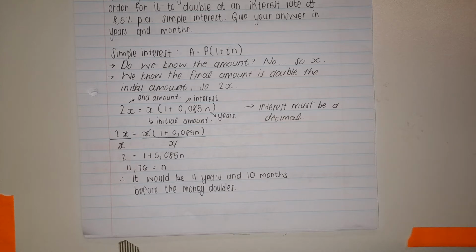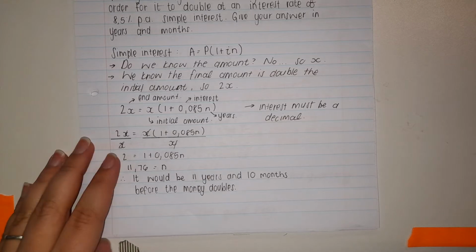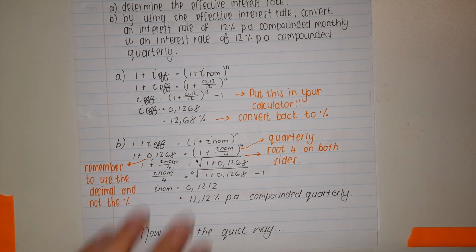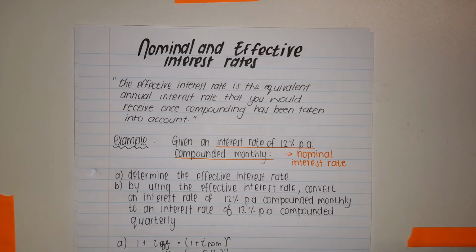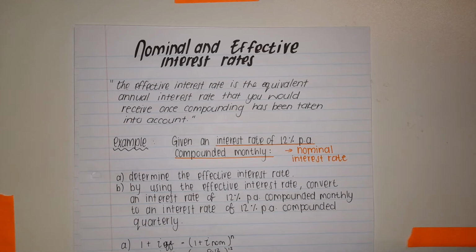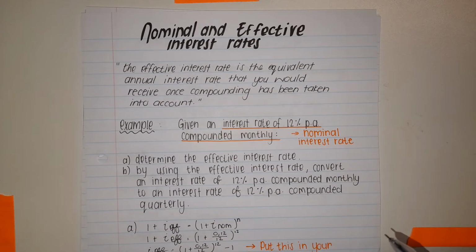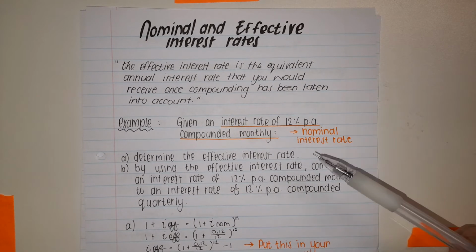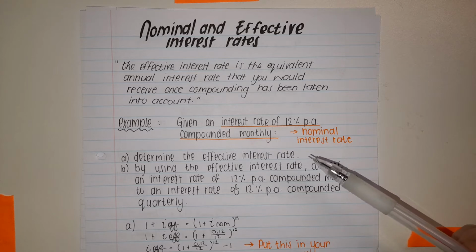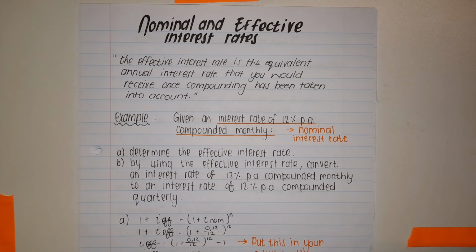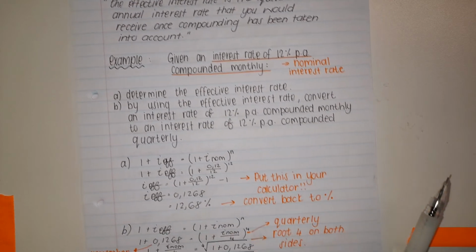So this was a quick recap of how we work with simple interest and things that you're already supposed to know. Now, for our next piece, nominal and effective interest rates. The effective interest rate is the equivalent annual interest rate that you would receive once compounding has been taken into account. I'm just going to go straight into an example to show you how it works.